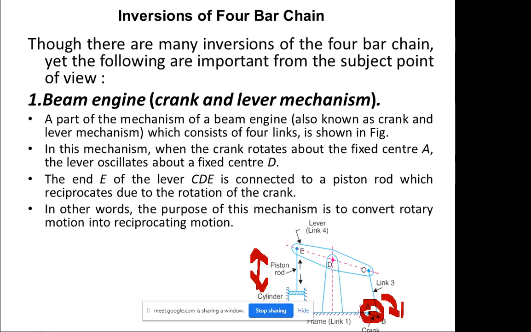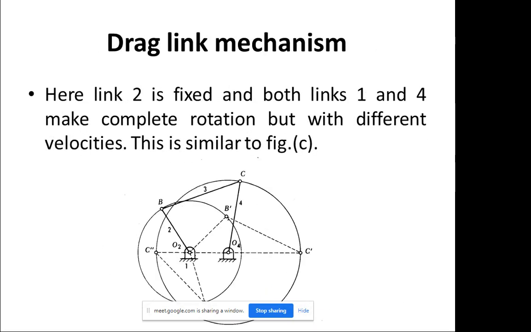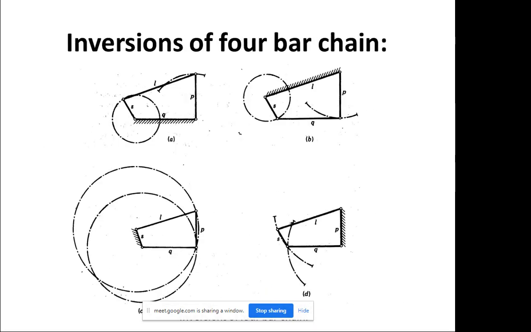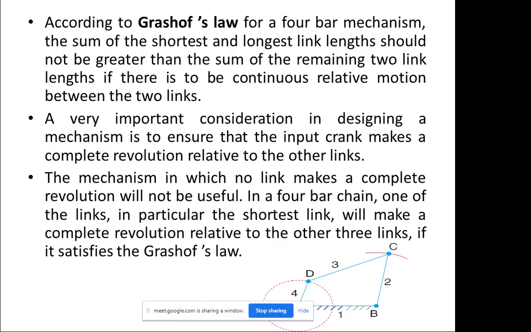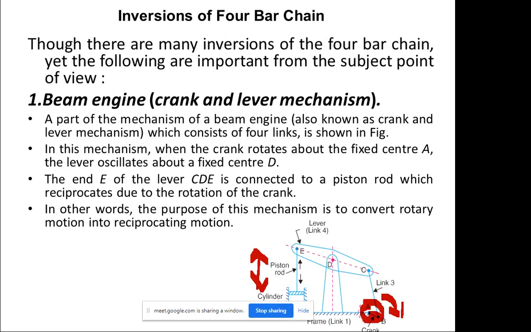You can see the rotary motion is converted to reciprocating motion, but it is a 4-bar mechanism only. You have always seen that a 4-bar mechanism has only rotary motion. You have seen the other figures, right? All have rotary motion, input also, output also. But here in the beam engine, you can see the rotary motion is converted to reciprocating motion, but it is still a 4-bar mechanism.